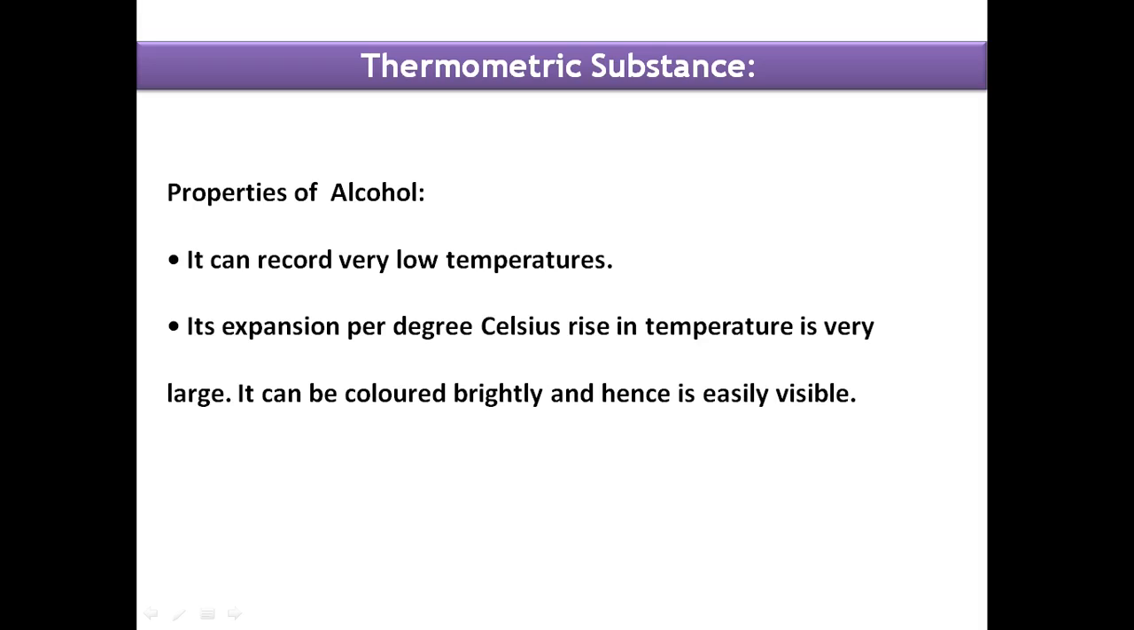And it can be colored brightly and hence is easily visible. So all these features help us to take accurate readings, whether it is the color or its expansion per degree Celsius rise in temperature being very high. All these factors help us to take correct and accurate readings. Hence this is also used in thermometers. Alcohol is also used in thermometers.